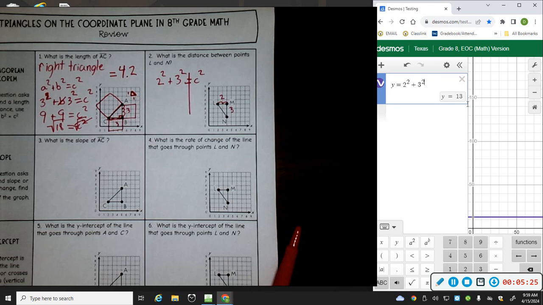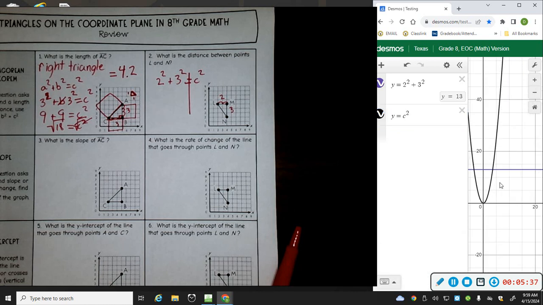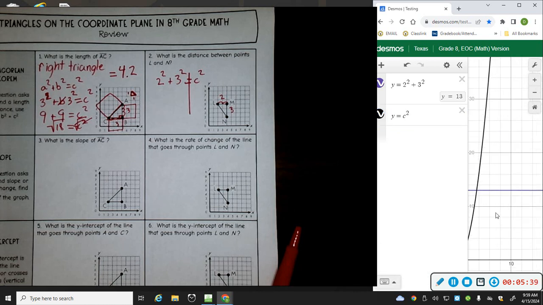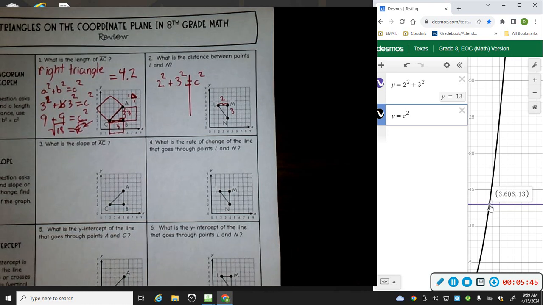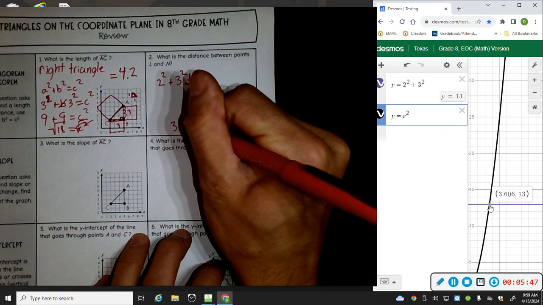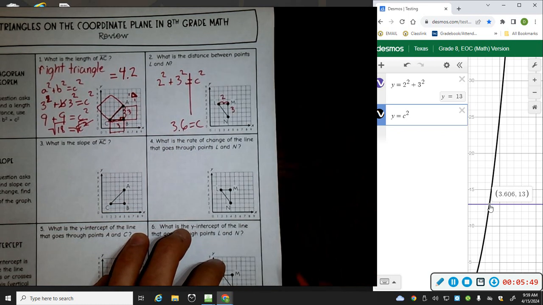Okay, that is not our answer. And then we're going to come over here and type in y equals, you can say x squared, but c squared will work as well. That's the variable we're searching for. And then the answer is going to be positive, right? But it's going to be where the lines cross, the intersection of the lines. So our answer is 3.6. 3.6 equals c. Okay, so that is the distance between L and N.